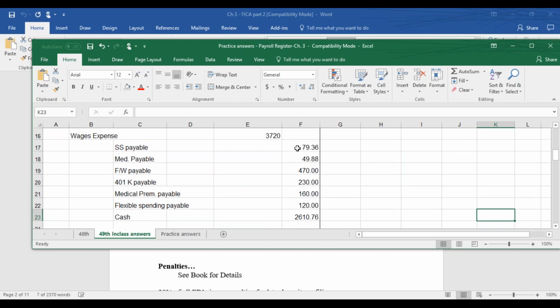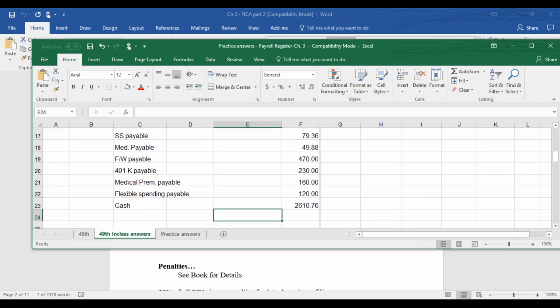And your other check is, does my credit column, when I add them all up, and I look over here at the very bottom of the Excel sheet, does it equal what my debit is of 3720? And it does. So I've checked 2 places and they both check out.